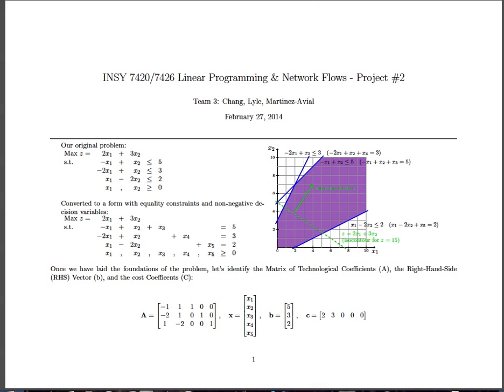Today we will be solving a linear programming problem using the simplex method. This is our original problem. Please note that it is a maximization problem. We're going to be using the simplex method, and we're going to be using two different forms of it, the matrix form and the tableau form.